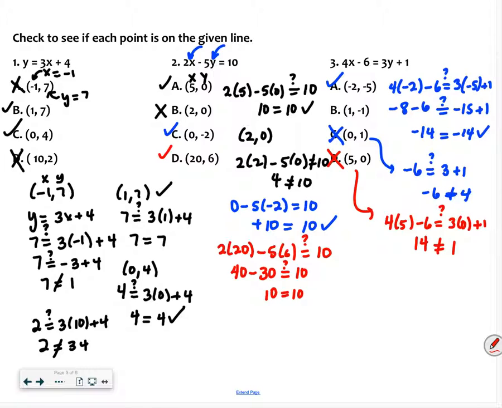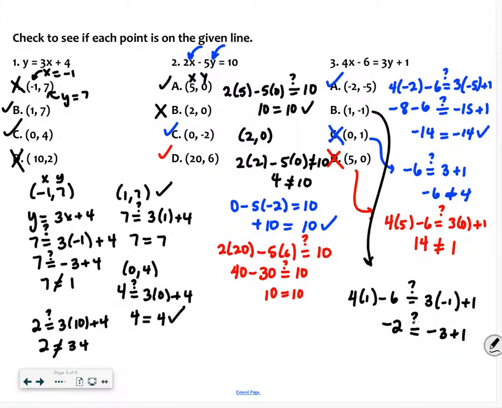So the last one we have to check is B. So I have 4 times 1 minus 6. I'm seeing if that's equal to 3 times negative 1 plus 1. So I get 4 minus 6 is negative 2. I want to see if that's negative 3 plus 1. So it is. So negative 2 is equal to negative 2. So that one did work.